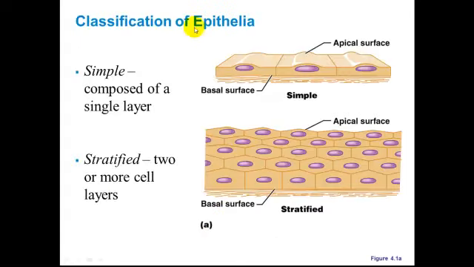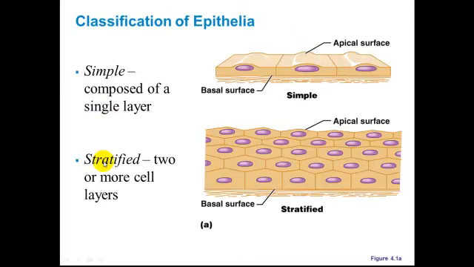In terms of classifying epithelia, we will first classify them based upon their layering. So we can have simple epithelium, which would be a single layer. Here you can see the basal and apical surface exists within a single cell. Here you have this simple layer sitting on connective tissue. The apical surface then is the top surface. Notice the difference in the cell.